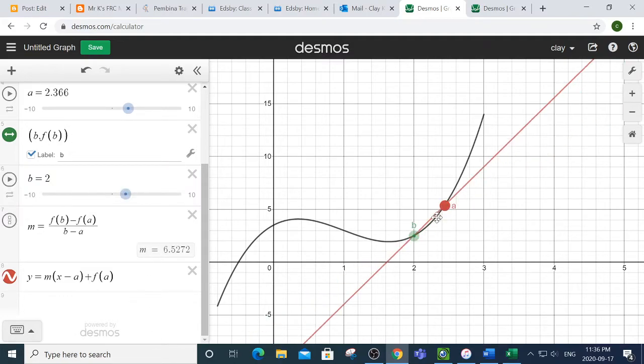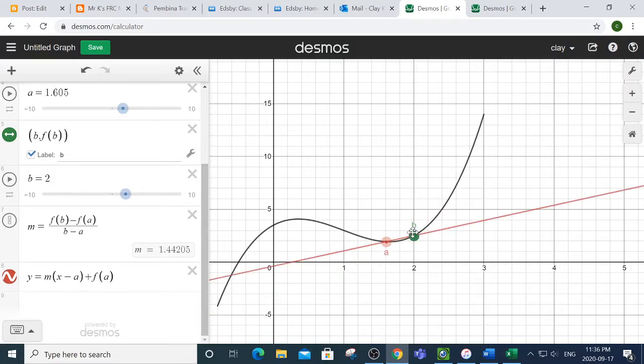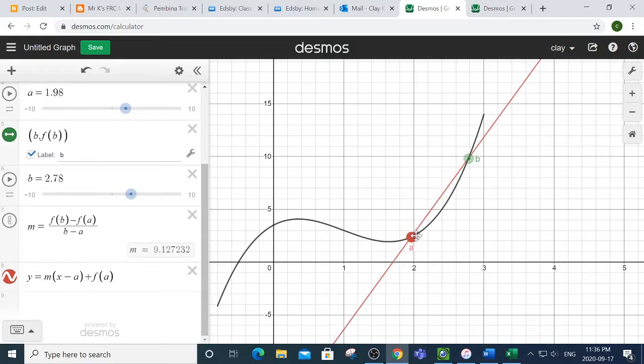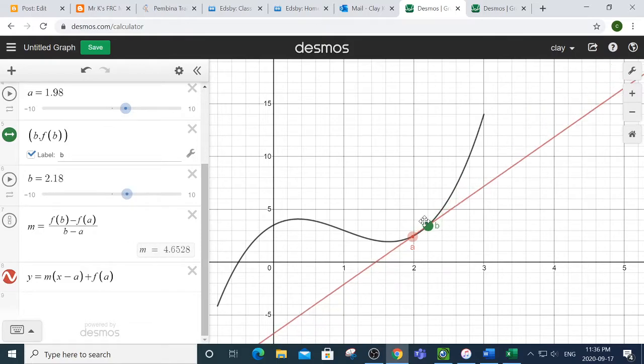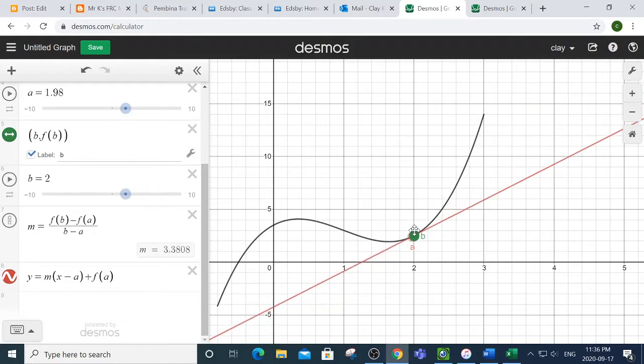Sliding B back. Oops, now I'm sliding A around. Sliding B back up. That's very clearly a secant line, and it has a slope, and that slope gets closer and closer and closer and closer to 3.5. And once I'm pretty much at 3.5, well, I'm undefined there.